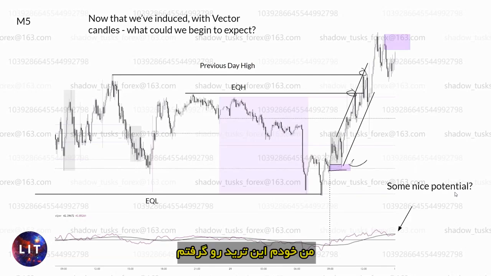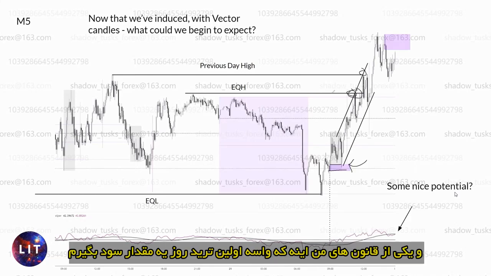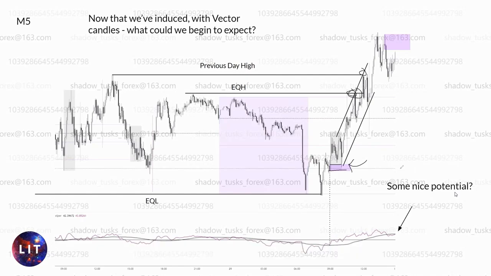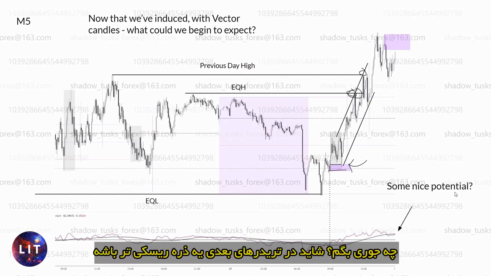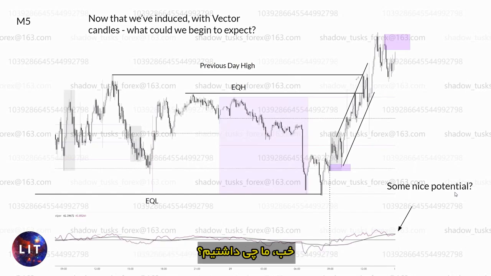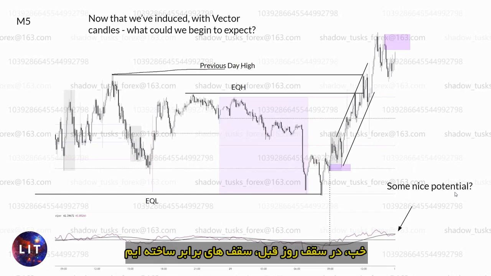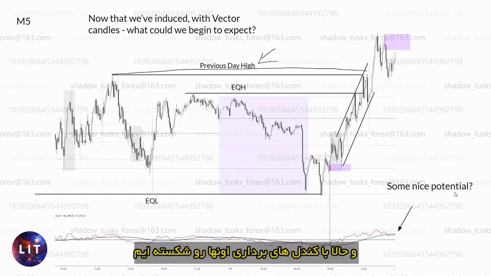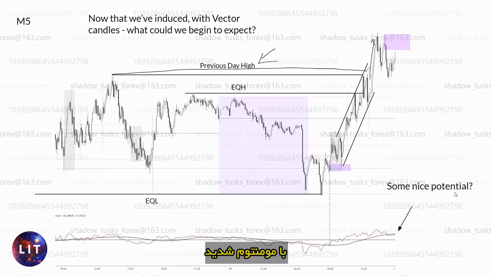I took this trade. I'm pretty sure I targeted here just because it was the first trade of the day. And one of my rules is I like to grab some profit for the first trade of the day. And that then allows me to maybe be a bit riskier in the later trades. So what have we had? Well, we've created equal highs at the previous day high, and now we have vectored through with lots of momentum.